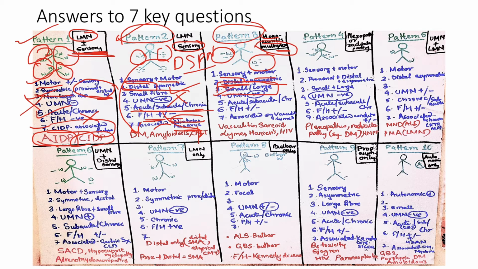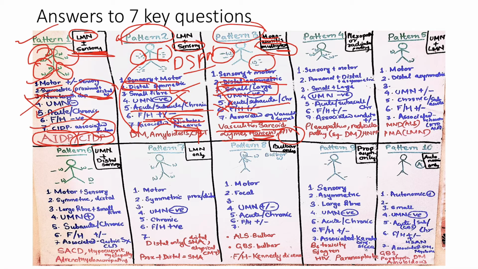There will be no UMN signs in these patients, and it may be acute, subacute, or chronic. Family history may be positive or negative in these patients, and you may have associated vasculitis or Lyme's disease. Basically you don't need to remember this family history part. Most important in this setting is Hansen's, vasculitic, sarcoid, Lyme's. HIV is a very important cause of mononeuritis multiplex.